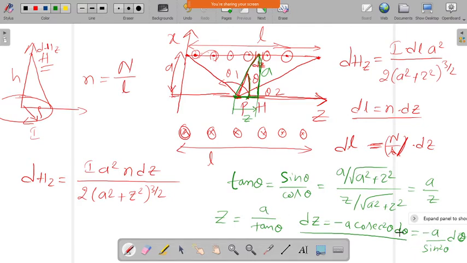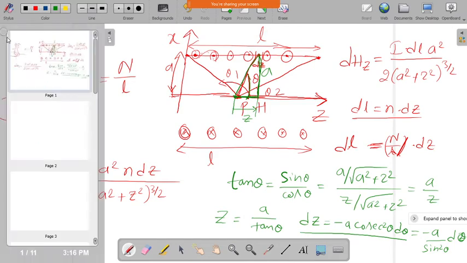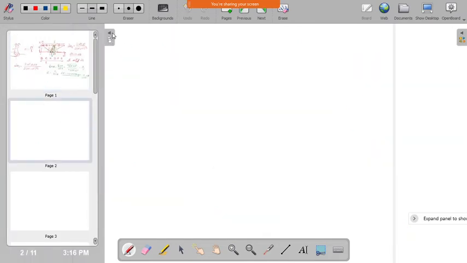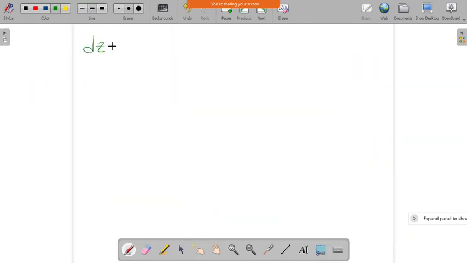Now we know what sin theta is, which is this expression. If I substitute that one, we get dz equal to minus a by sin square theta into d theta, which is equal to minus a by (a by square root of a square plus z square) whole square into d theta.